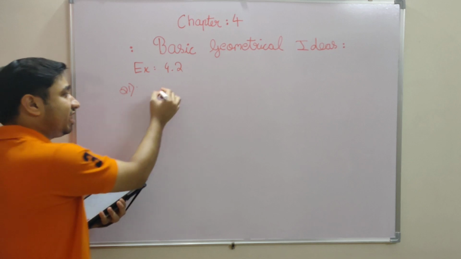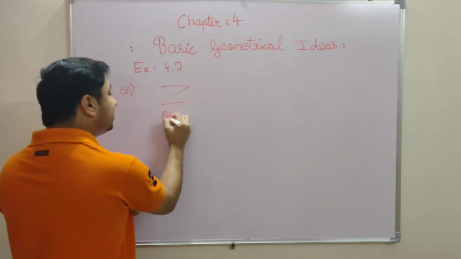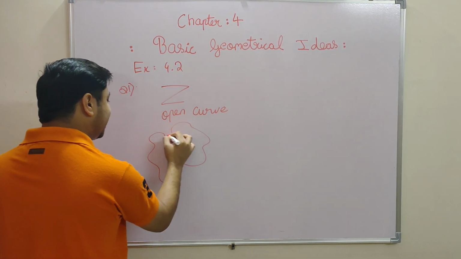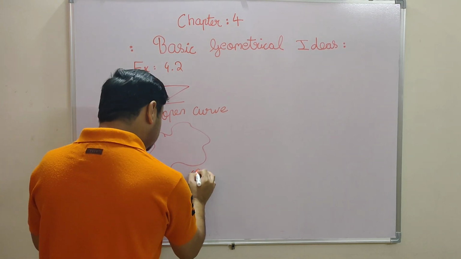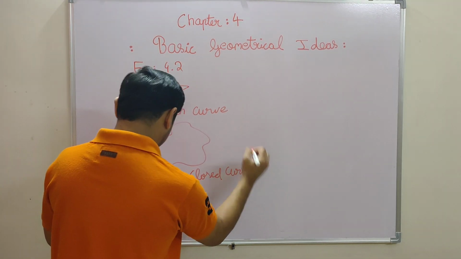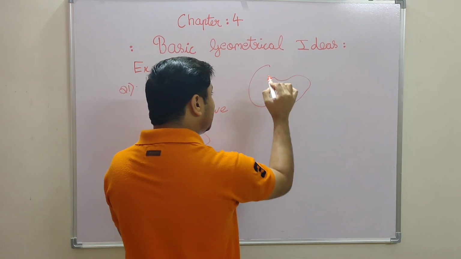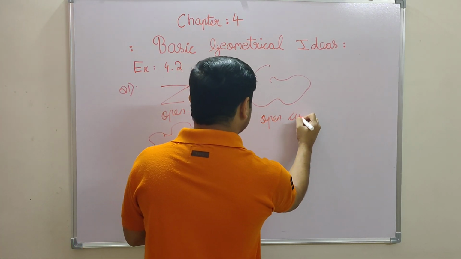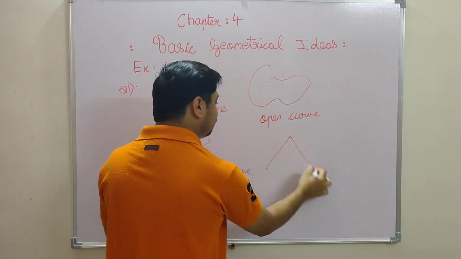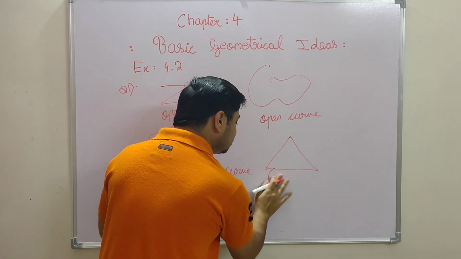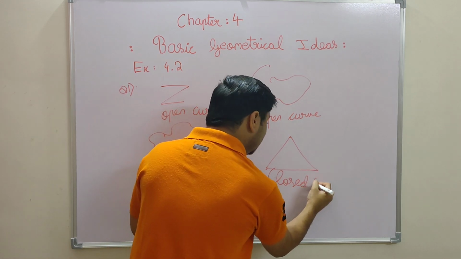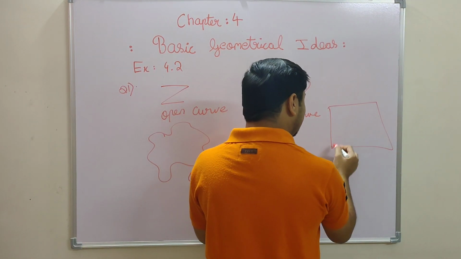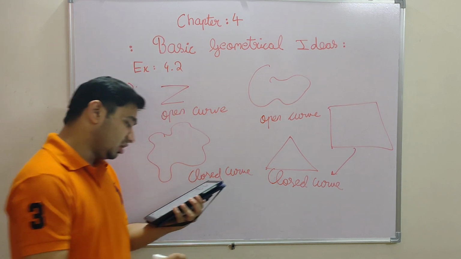A, that is Z, this is an open curve. The second is drawn like this, but it is a closed curve. The third is not connected, the first point and last point are not connected, so it is an open curve. D option, a triangle, is a closed curve, because the first point and the last point are connected at a single point. E option is again a closed curve.